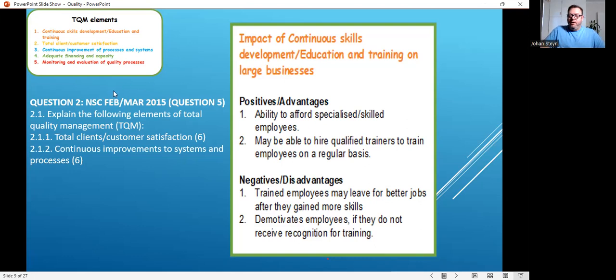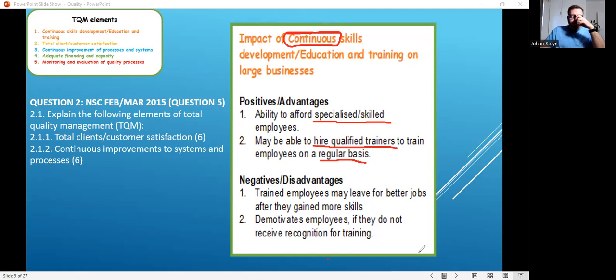So the positive things, when you look at continuous skills development, is you create specialized or skilled employees. That means they do their work properly the first time, you pay them their salary, the business grows, you can give them an increase. You can also now hire qualified trainers because the business is getting bigger and your employees are getting more skills. That means they will need constant refreshing. They will need constant betterment of their skills. So there needs to be development in their skills. And if you do it on a regular basis, and that's why the word continuous is in the name of the element, it needs to happen on a regular basis.